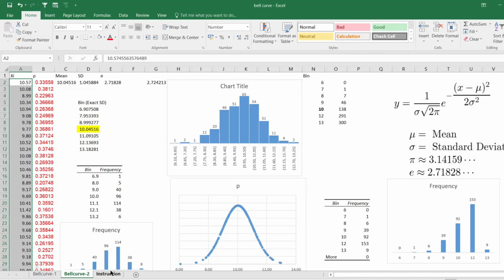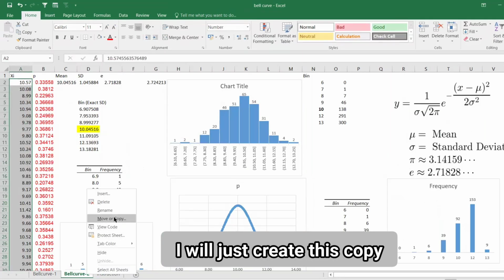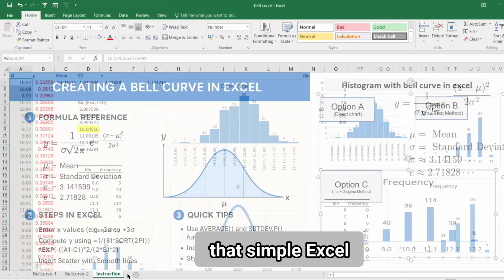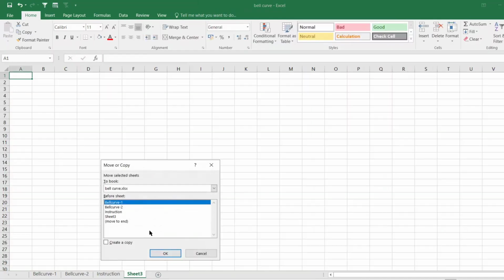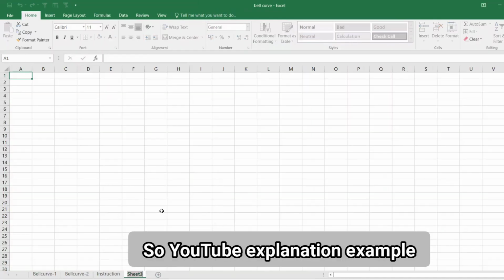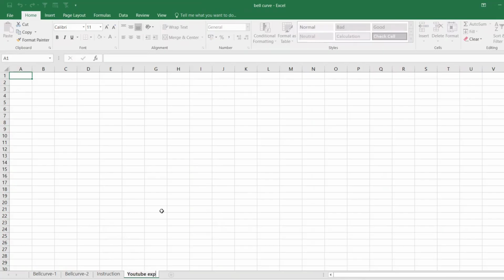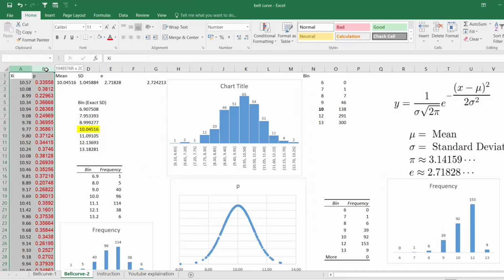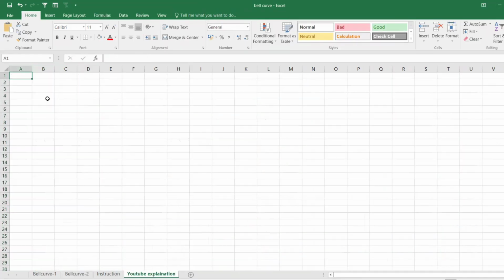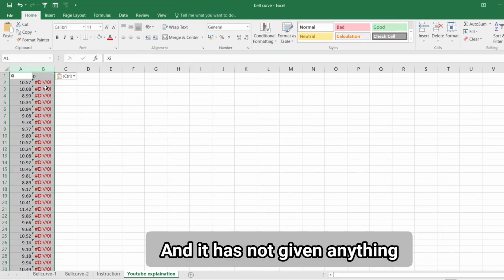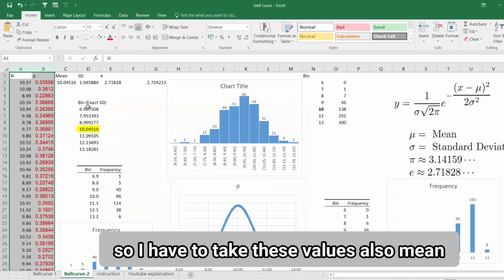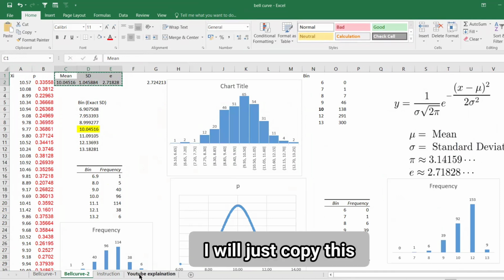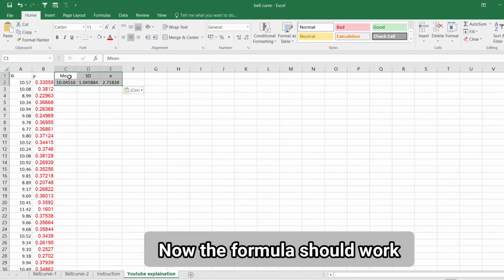Okay, before I go further, I will just create this copy. Now I will take that simple Excel and give it the name YouTube explanation example. I will copy this value. It has not given anything, so I have to take these values also, mean, standard deviations, and so on. I will copy this and take it here. Now the formula should work, right?